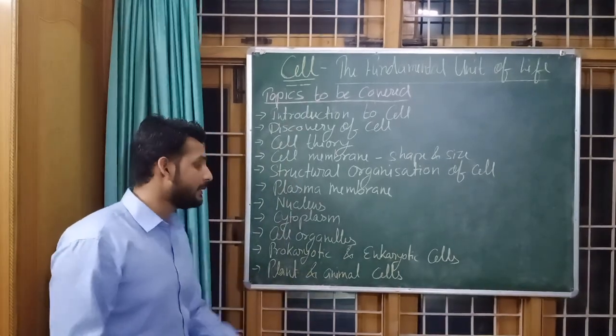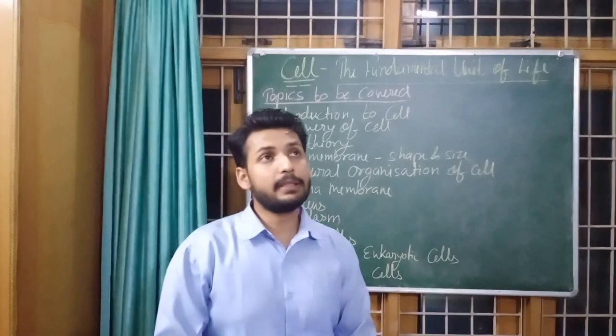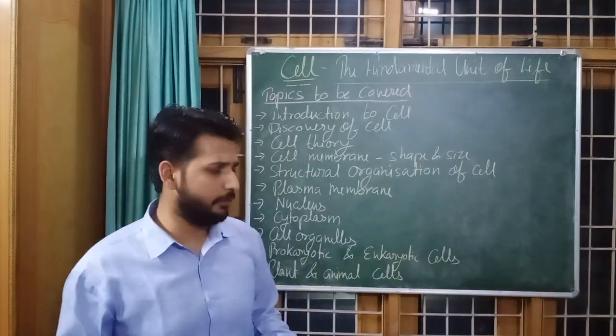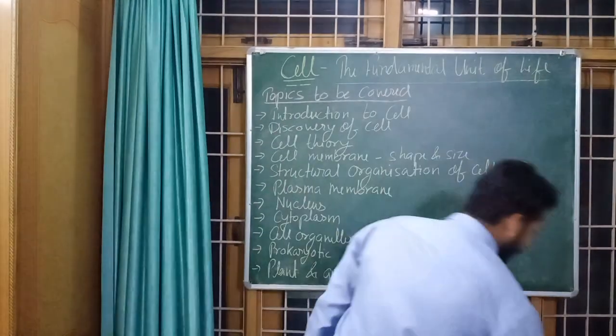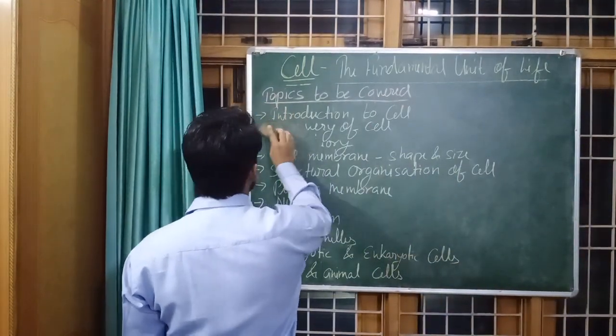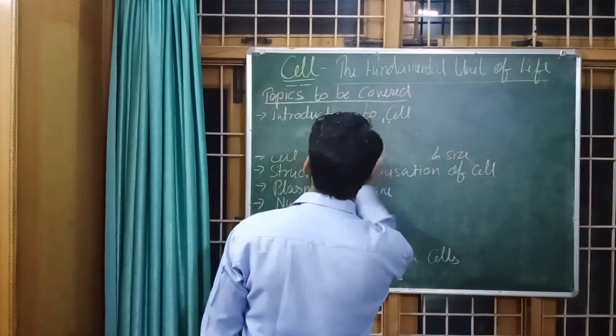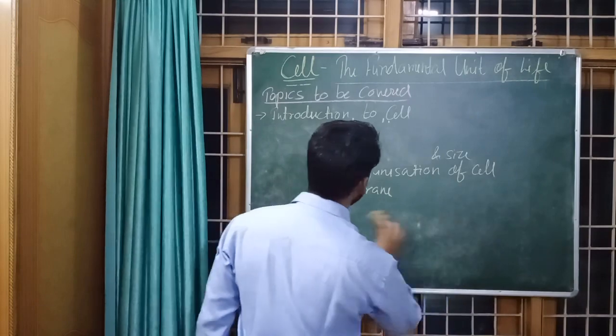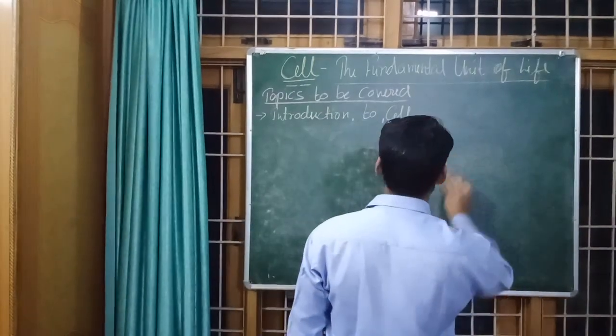Next is plant cell and animal cell. What is the basic difference between plant and animal cells? We are going to study all this in this chapter. So first of all, we are going to start with the introduction to the cell. You might be curious to know what actually a cell is and how it looks.